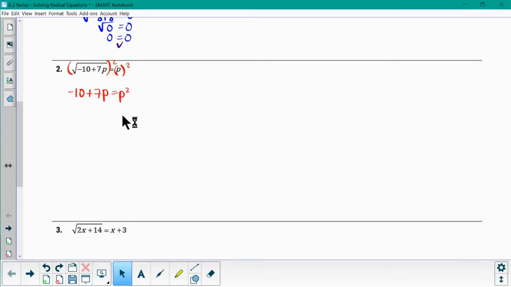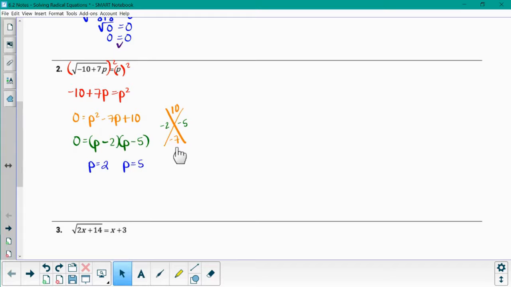Now again, anytime you see a square term, a single term, and a number, you should be thinking factoring. So I'm going to try to move everything to one side of the equation. That's going to give me 0 equals p squared minus 7p plus 10. And then I'm going to try to factor. So I'm trying to get something that is going to multiply to be 10, add to be -7. My two factors end up being -5 and -2.